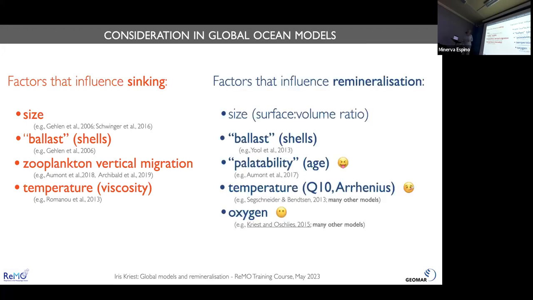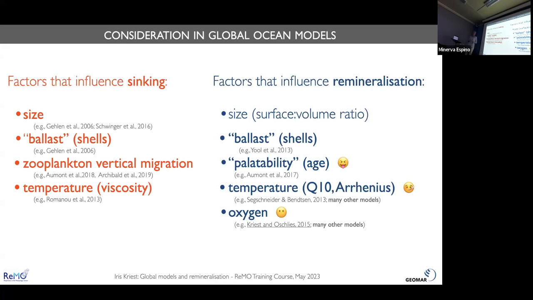And likewise for remineralization, ballast is considered in some models. For example, in the UK Earth system model, Olivier Aumont looked at age. Many models considered either the Q10 or the Arrhenius rule. And also many models parameterize oxygen-dependent remineralization.